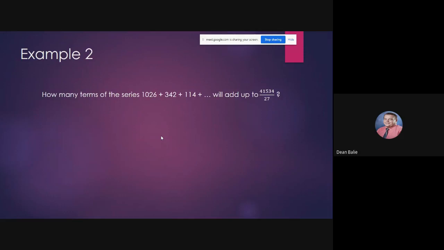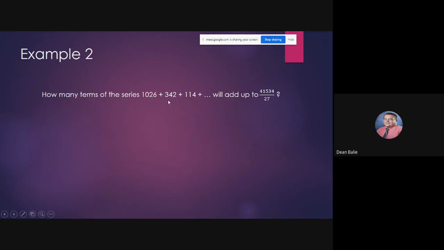Okay, how many terms of that series will add up to that? So in this example, it's now wanting us to work out the n value. So my Sn is equal to this horrible looking fraction over there. My A value is 1026. And here we can see we have a case where my second term is now smaller than my first term.